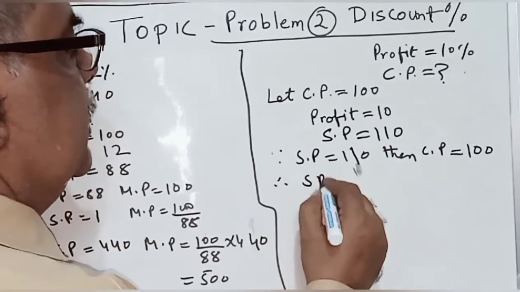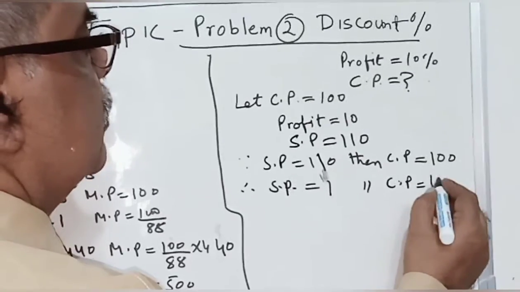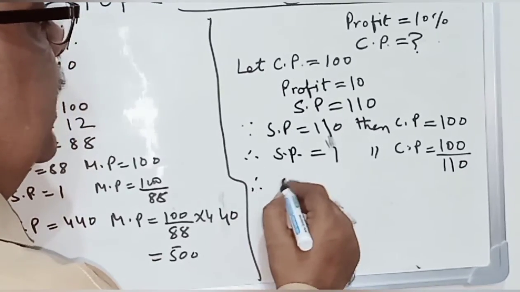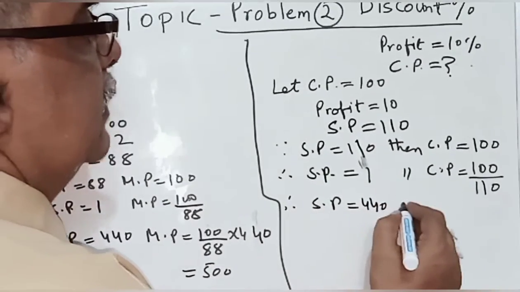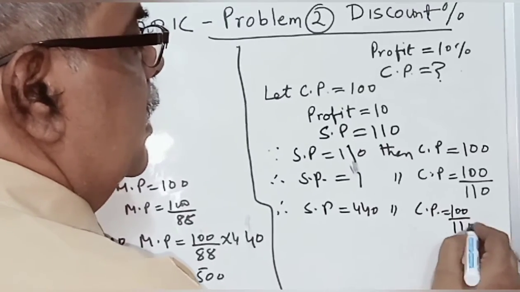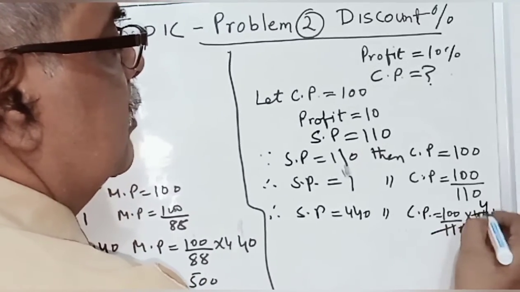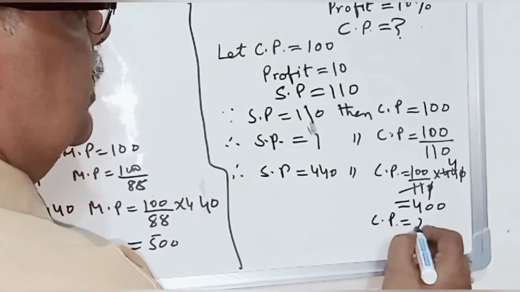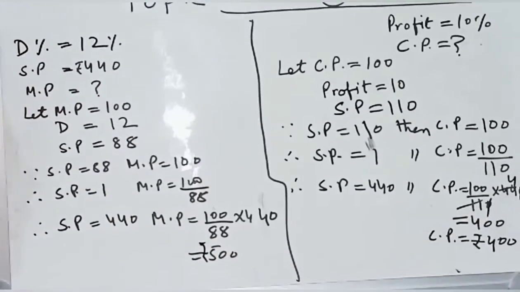Therefore when SP is 1, CP is equal to 100 upon 110. Therefore when SP is 440, a dangerous number, CP is equal to 100 upon 110 into 440. These zeros are going to cancel, 11 will cancel, 4 times 100 is 400. So we get CP is equal to rupees 400. We have got both the answers. MP is 500 and CP is 400.